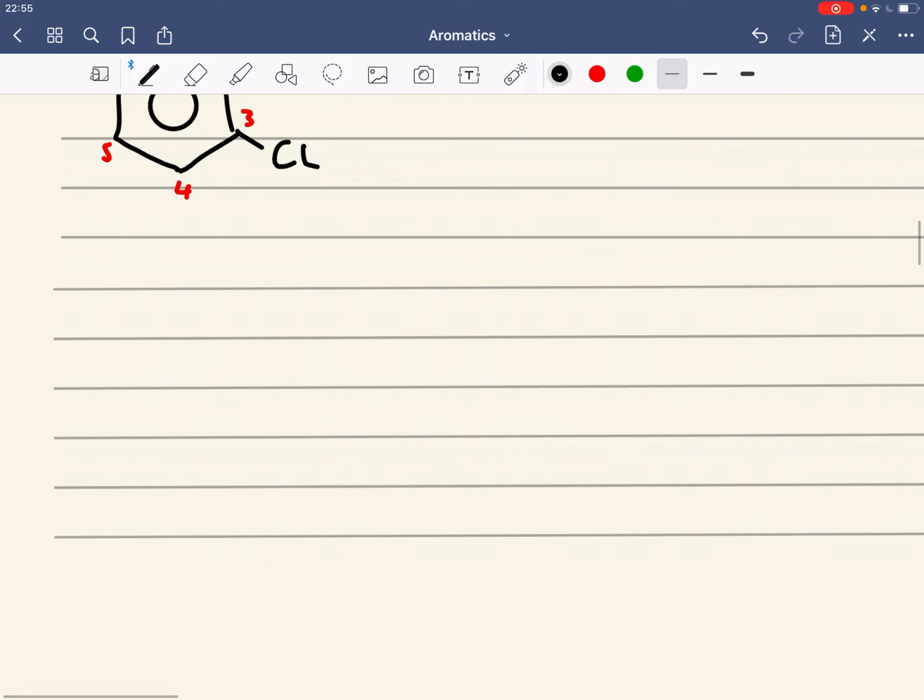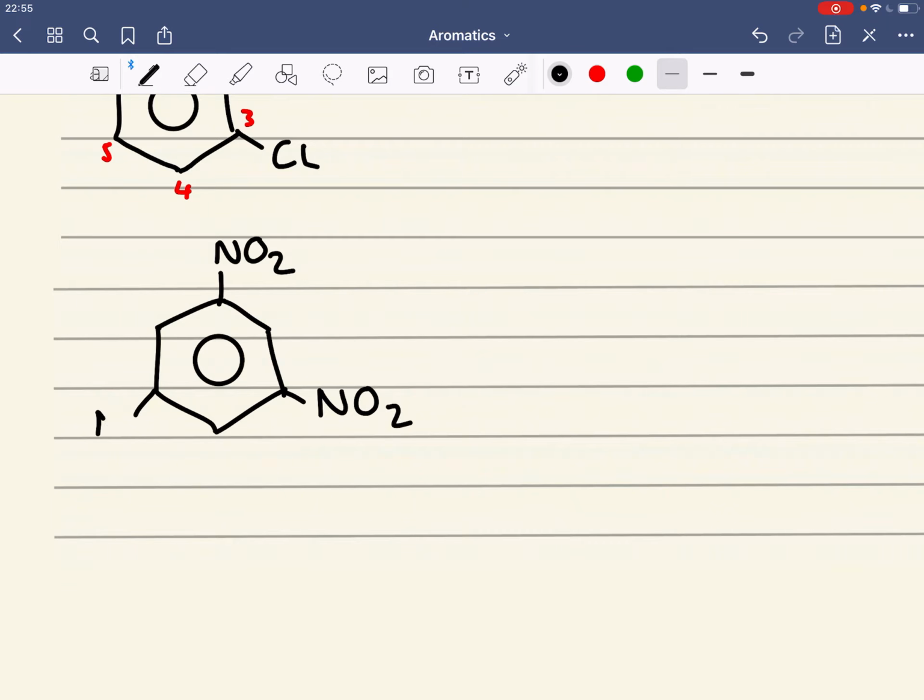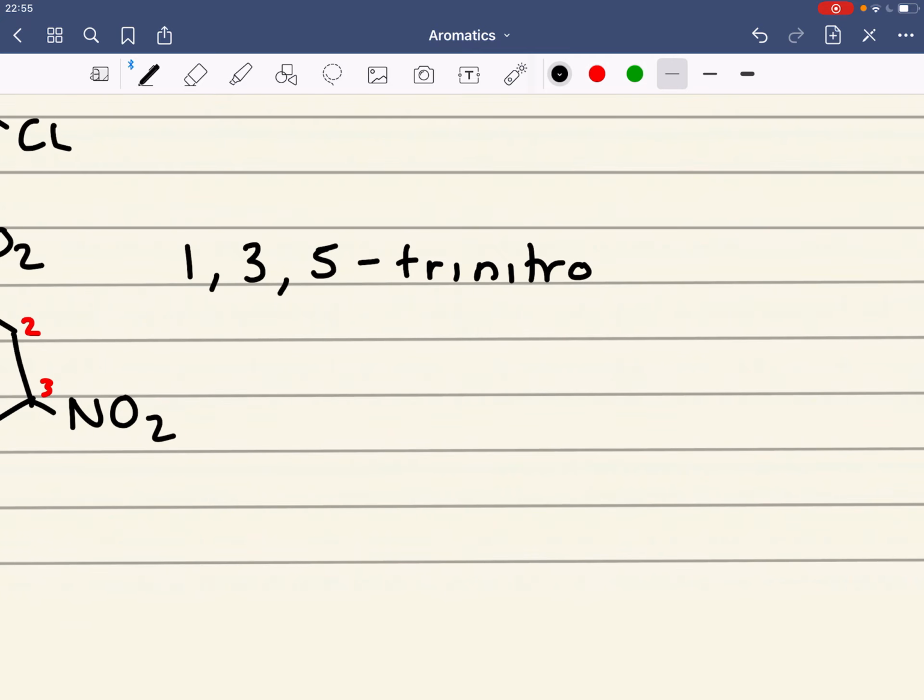Let's have a look at one last example of these. We could get a compound which looked like this. Again, if I've got multiple groups attached to the benzene ring, then I'm hoping we can now figure out what this would be called. This would be carbon 1, 2, 3, 4, 5, and 6. In reality, it wouldn't make any difference which way around we numbered that. We should get the same name no matter what. That should be 1,3,5 trinitrobenzene.